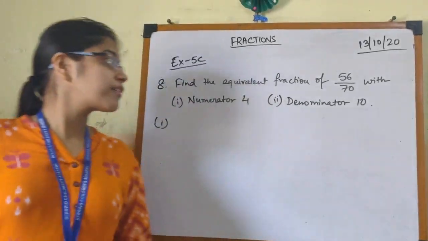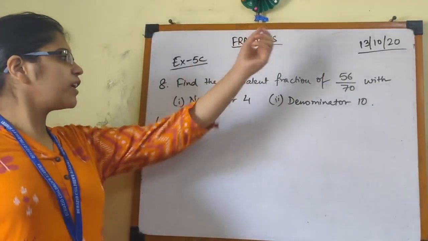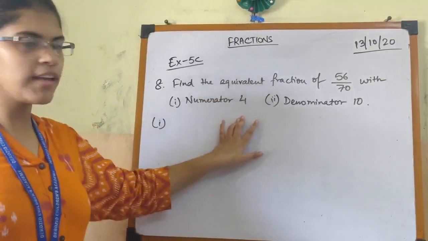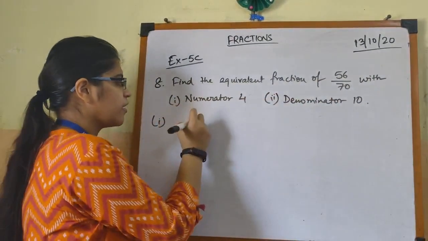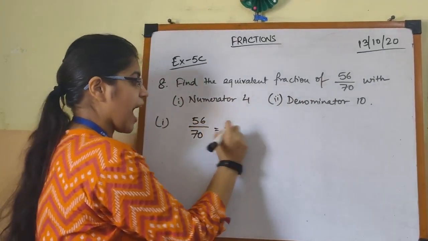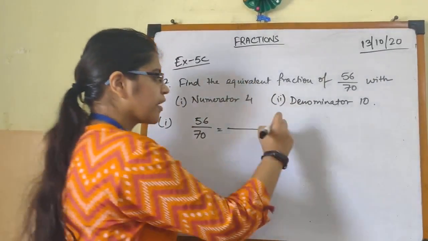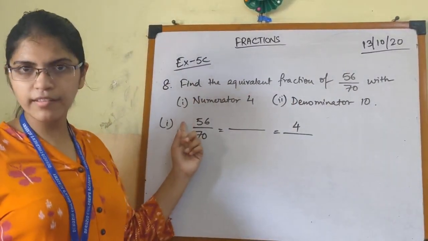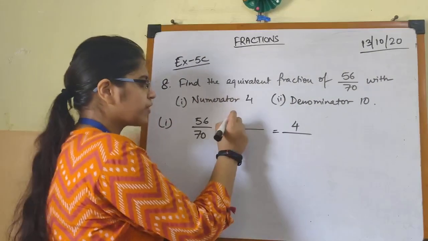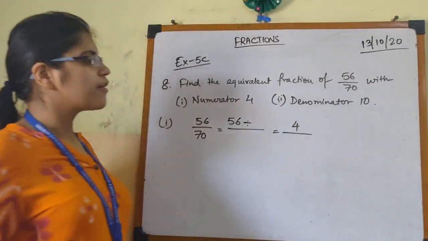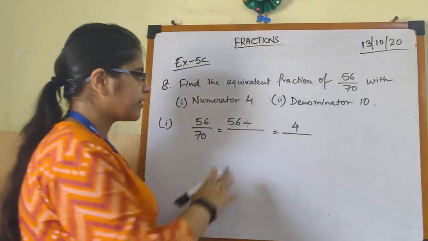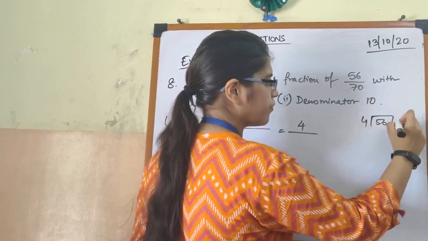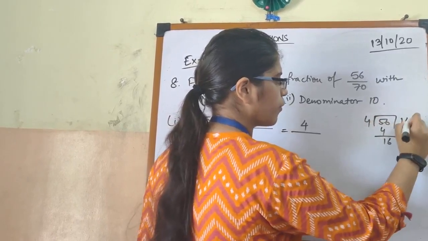Now next we have sum number 8. It says that find the equivalent fraction of 56 by 70 with numerator 4. Now see, here we have the given fraction as 56 by 70 and we have to get a fraction whose numerator will be 4. So that means definitely we have to divide this 56, because this number is smaller. So 56 we have to divide with some number so that we get 4. So how do we get that? We can divide 56 by 4 directly.